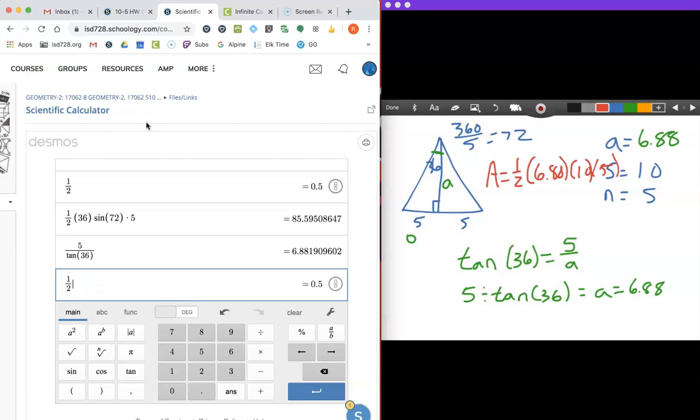1/2 times 6.88 times 10 times 5 is 50. So about 172. If you rounded the same way as me, you could have put in 172.0 if you wanted, but 172 would be a good answer there.